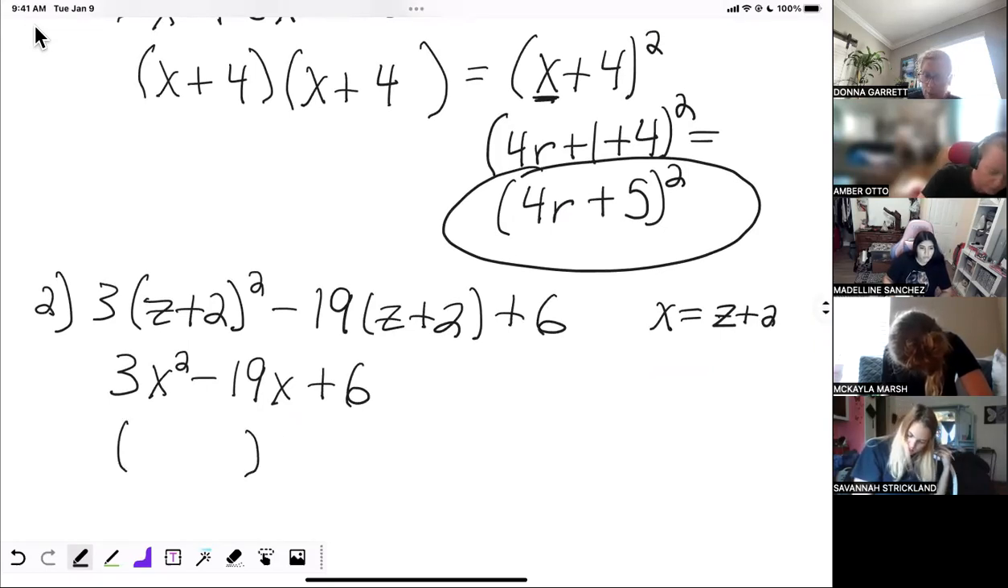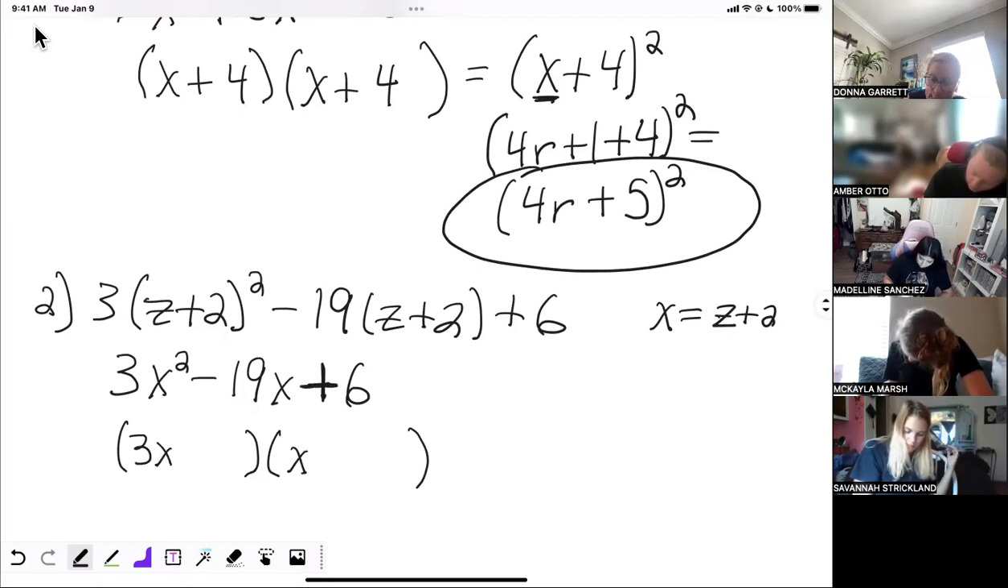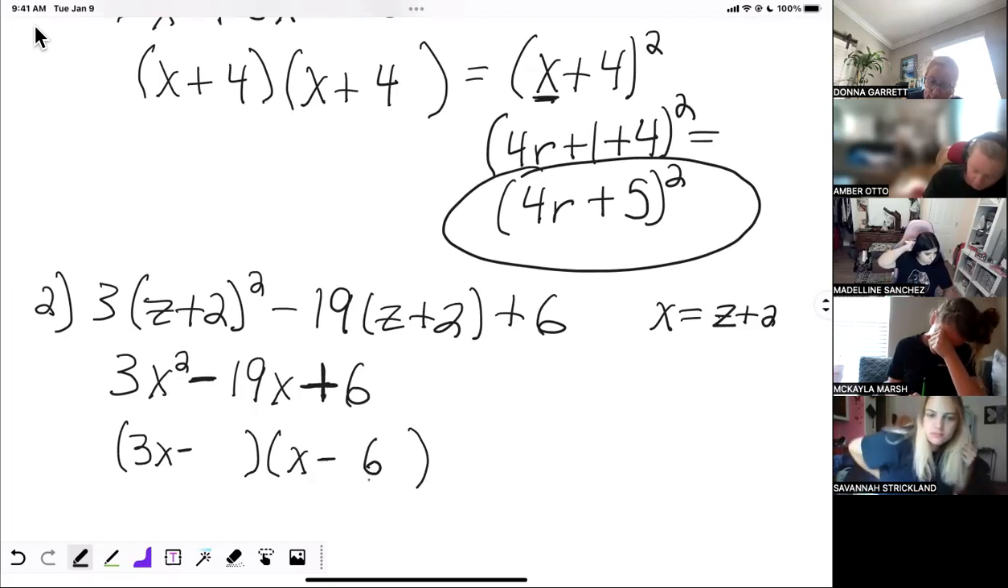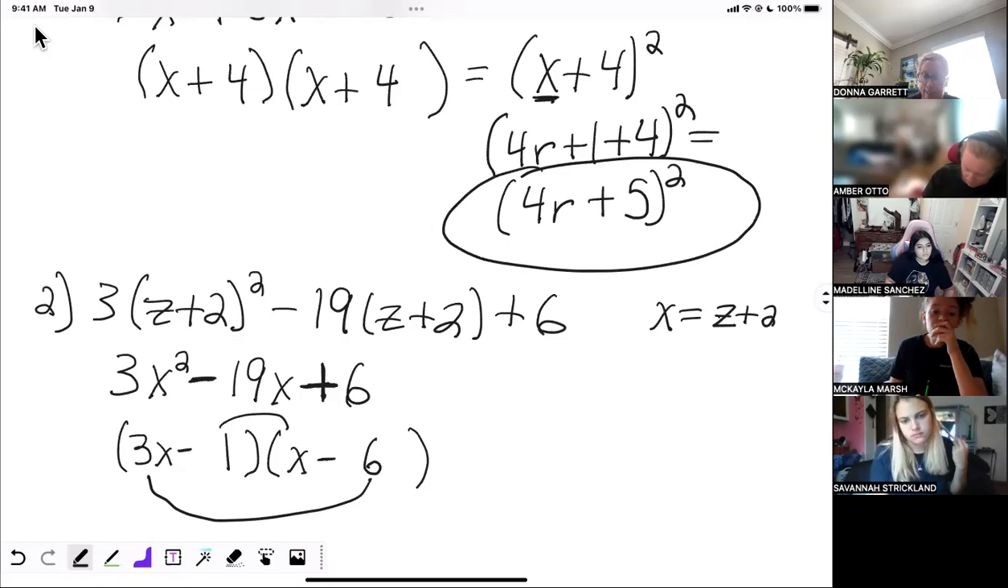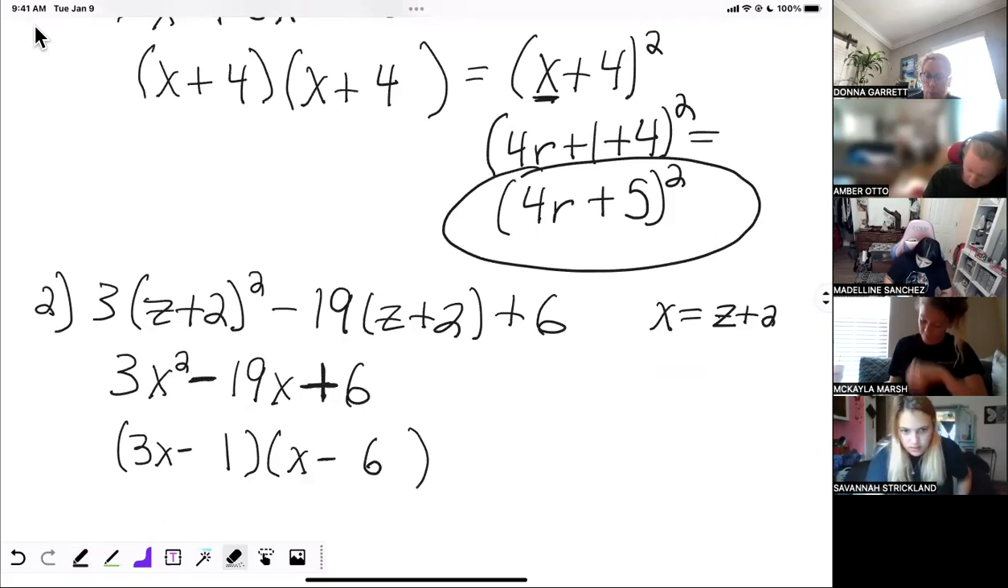Okay, it's parentheses, parentheses. 3 is 3 times 1, so I know it's going to be 3x and it's going to be x. I know that. All right, my second sign is positive and my first sign is negative, which means they're both going to be negative. Now, all I have to do is find the combination that gives me 19. If you put 6 at the very end and you look at the outside, you get negative 18, which means I put 1 here. That's negative 19, and I got what I want. I got negative 18 minus 1, negative 19. This is my factoring with x.